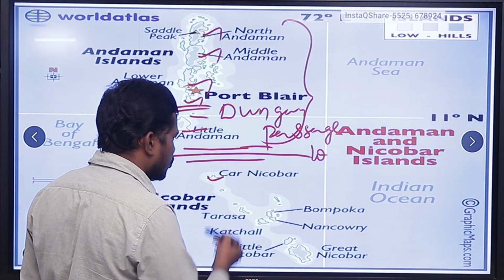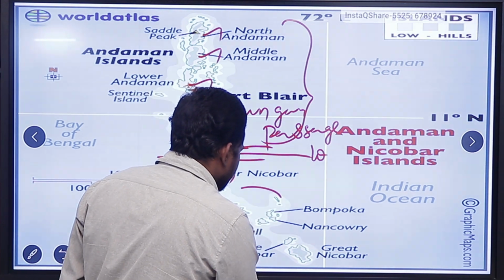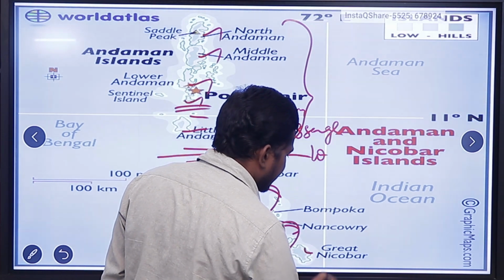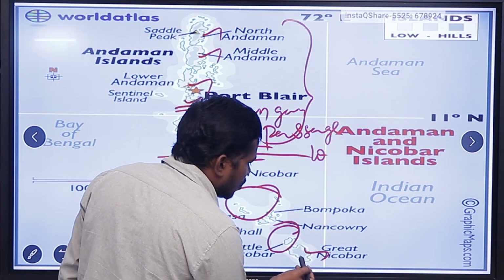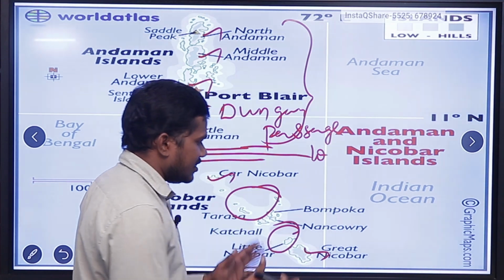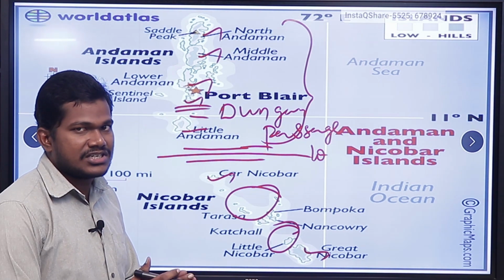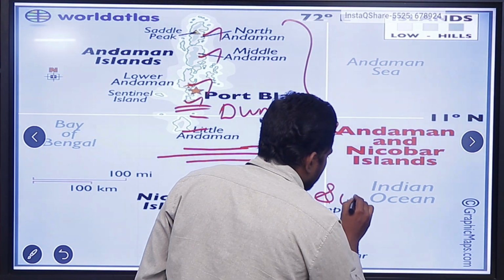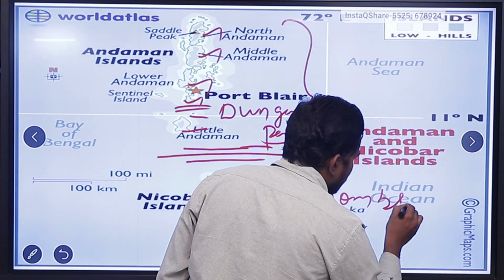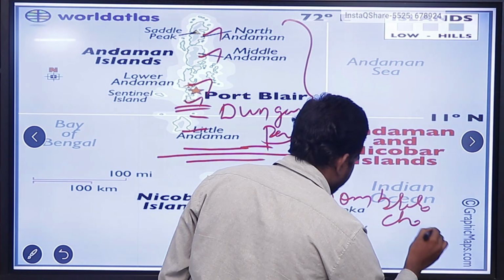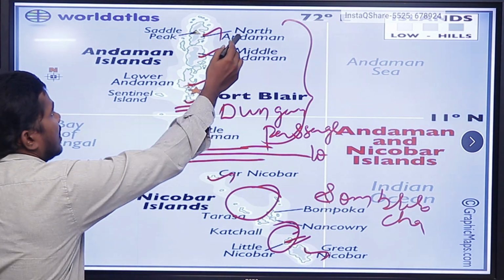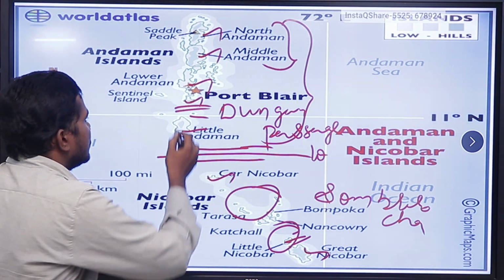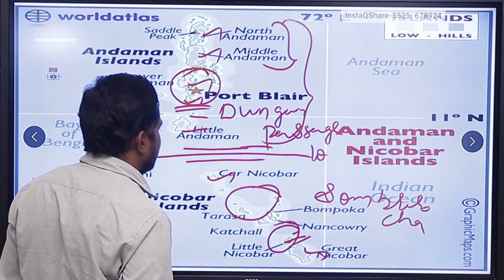In Nicobar Island, we can divide it into four physical divisions. First one is Car Nicobar. This region is called Batti Malv, this one is Little Nicobar, and this is Great Nicobar. Between Great Nicobar and Little Nicobar there is a small water channel, called Sombrero Channel. Both North Andaman and Middle Andaman constitute a single district, while South Andaman is a separate district.